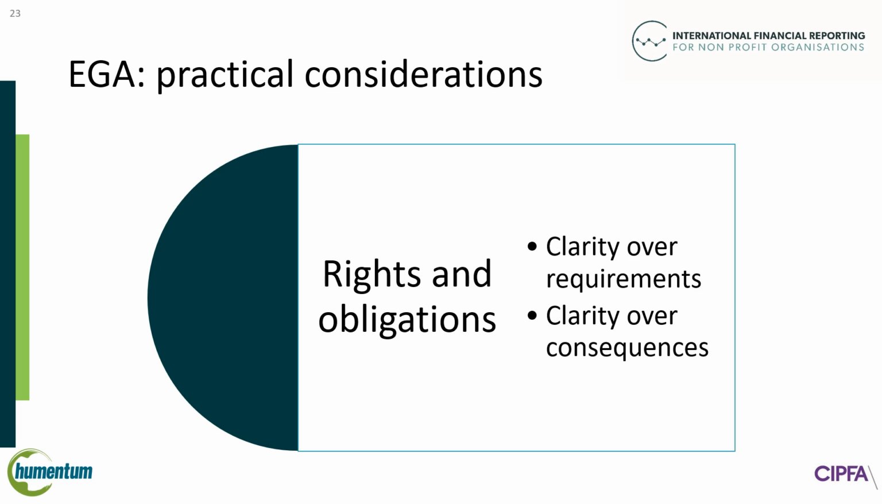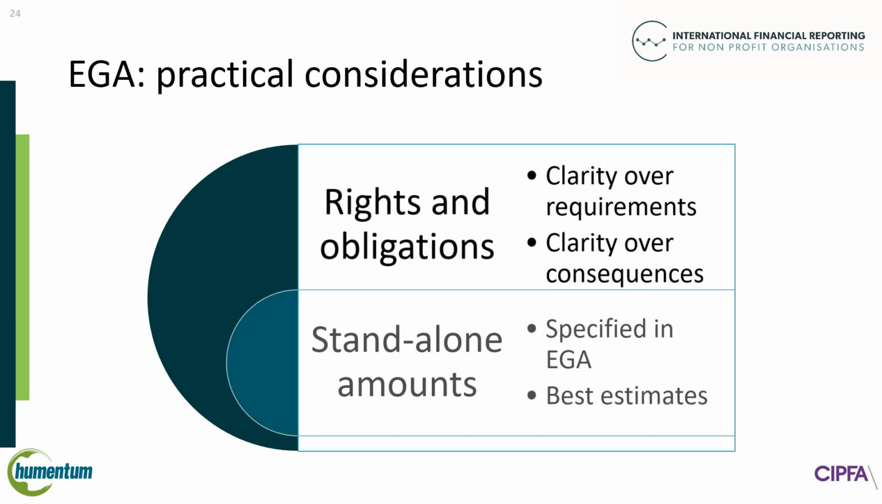There are a number of practical considerations that a grant-providing NPO needs to consider with EGAs. Firstly, when developing the agreement, a grant-providing NPO should ensure that the enforceable rights and obligations are clear. It should also clarify the consequences of not satisfying those rights or meeting those obligations.